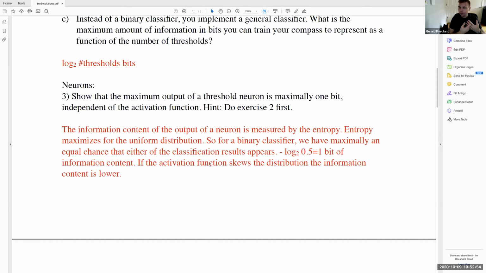So when we ask for the maximum, we don't really care about the activation function because the maximum is 50-50 chance, fire, not fire. The moment you put in a bias with some activation function, you can only lose information. I mean, you can model it, right? And then it's maybe not so surprising what comes out, but the point is, from an information perspective, you can only lose information.